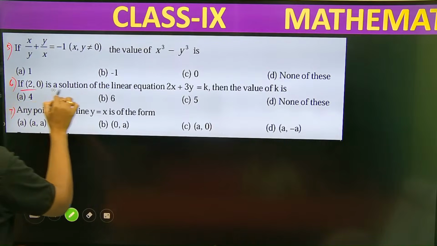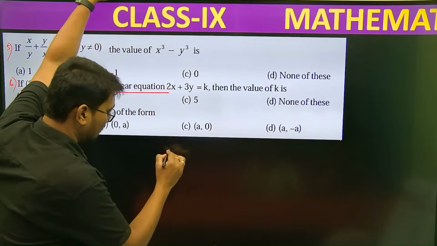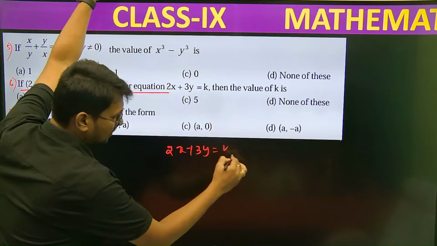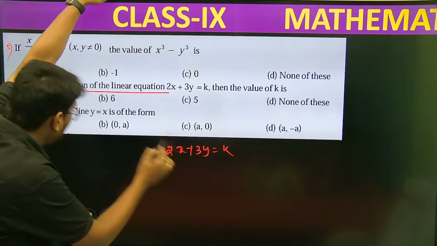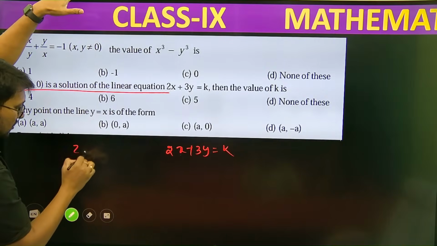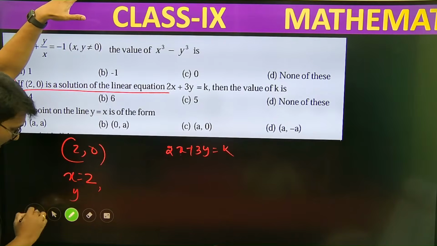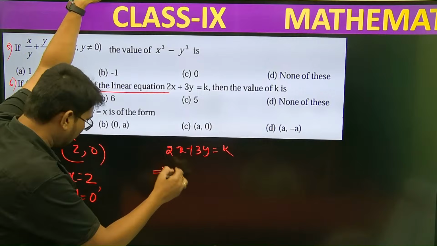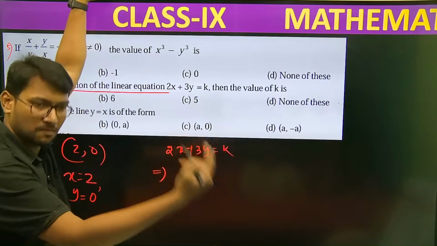If 2, 0 is a solution of this equation 2x plus 3y equals k, while replacing x by 2, it means 2, 0 is a solution. So children, what is the x value? The x value is 2. What is the y value? The y value is 0. Whenever we replace the x and y values in this equation, it will satisfy the equation, meaning LHS will become RHS.